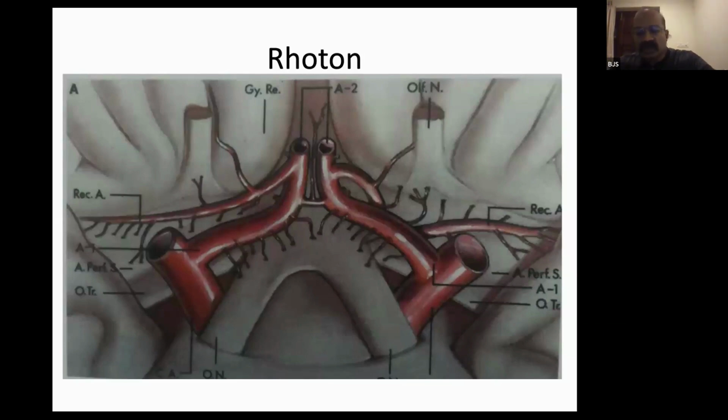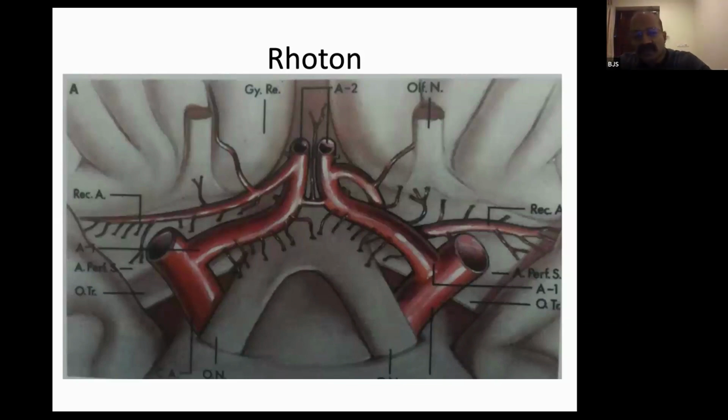Now, there are perforators that arise from the ACOM artery as well. And important relationships of the ACOM artery are, as already mentioned, the vessels around it. Also, the other important relations are the gyrus rectus, that is one of the gyri on the base of the frontal lobe. You can see the disposition of the olfactory nerves also on either side.